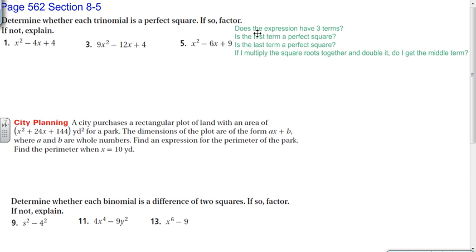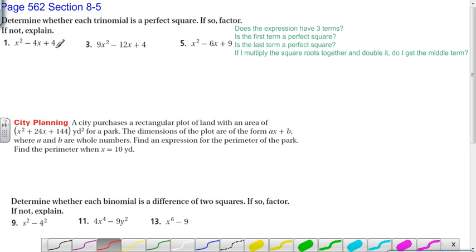First of all, to be a trinomial, it has to have 3 terms. Then to be a perfect square trinomial, you have to ask yourself, is the first term a perfect square? Is the last term a perfect square? And the most important question is, if I multiply the square roots together of those 2 previous questions and double it, do you get the middle term?